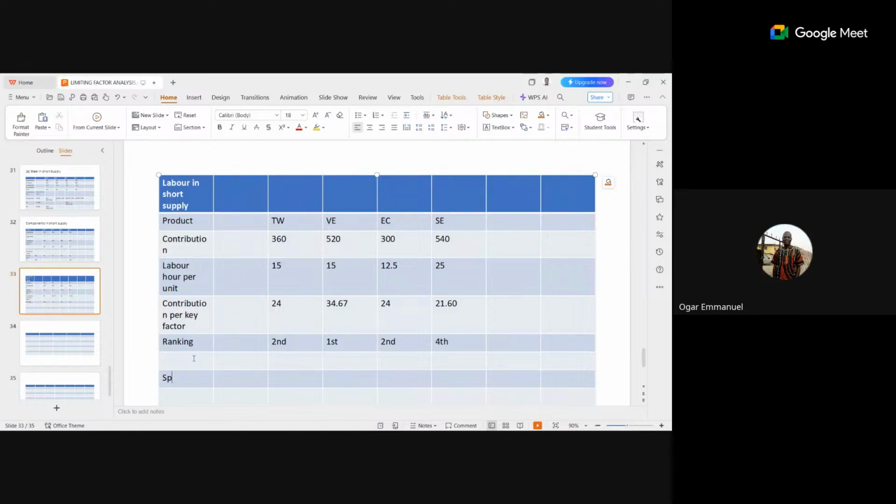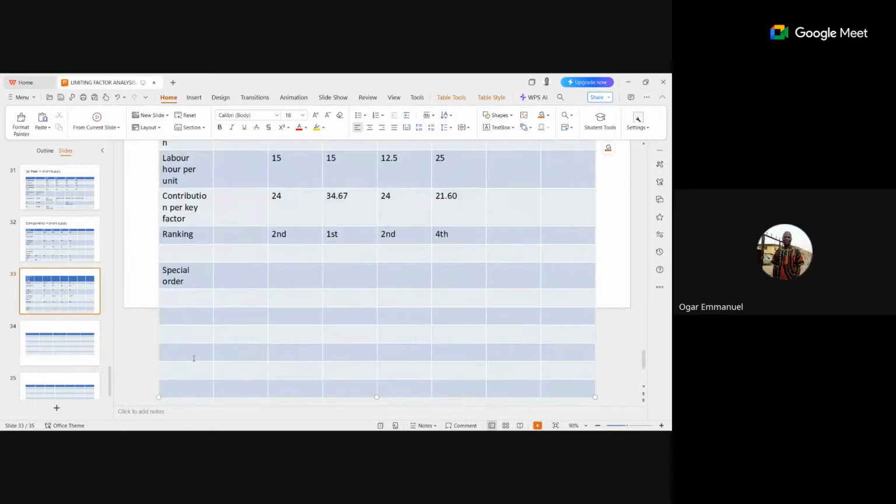Hello, sir. Sorry to draw you back, sir. The ranking there, we have second, first, second, and fourth. Is it not supposed to be second, first, second, and third? Since we have 2 seconds, we won't have third. But even though you still put it as third, no issue. You must treat the second first before you move to the third one. But let's just see how it goes.